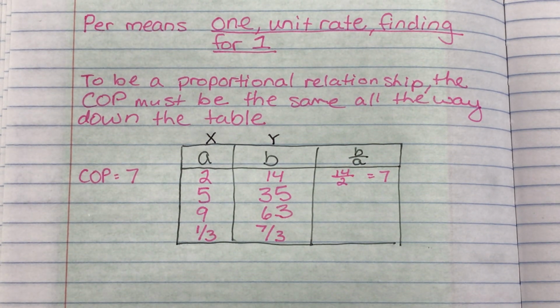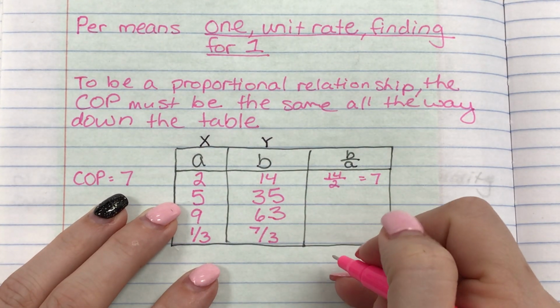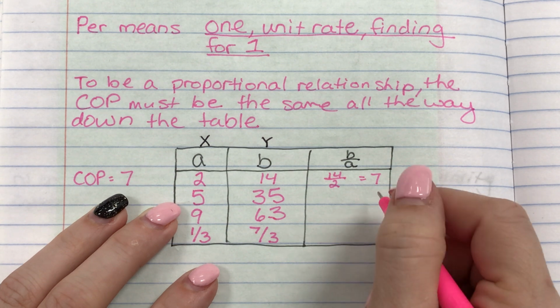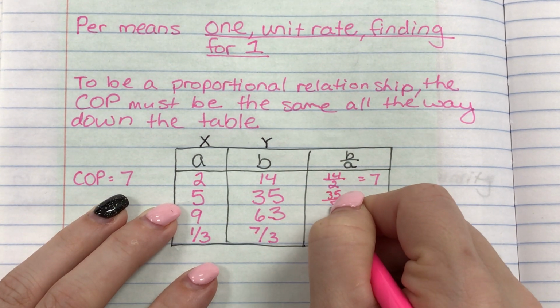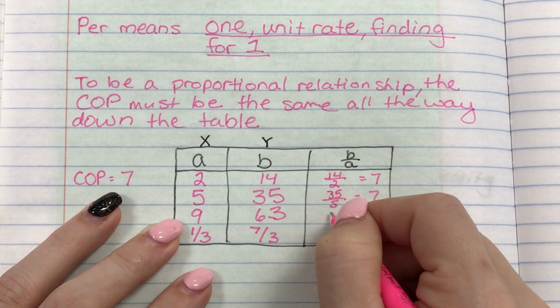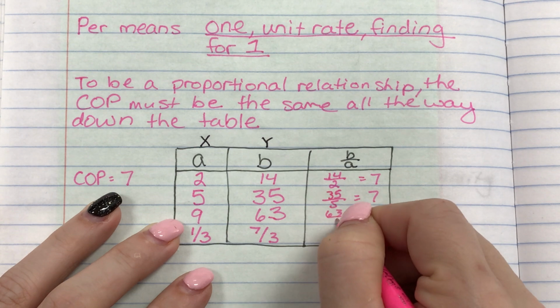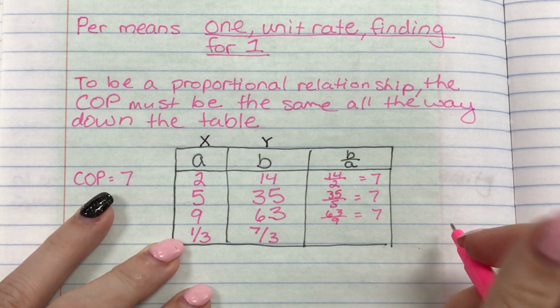All right. What did our setup look like for our second row? What would I have written out? Carolina. 35 over 5, and we got what? Okay, what would our next one be? Indira? 63 over 9, good. And we got what? 7. And what would our last one look like?